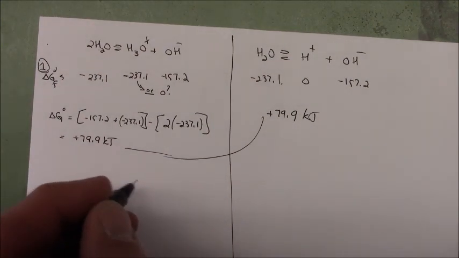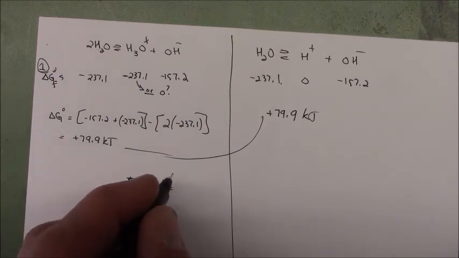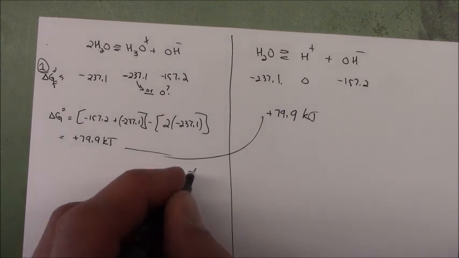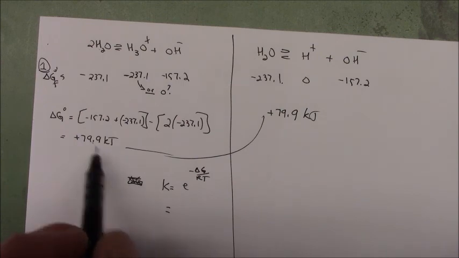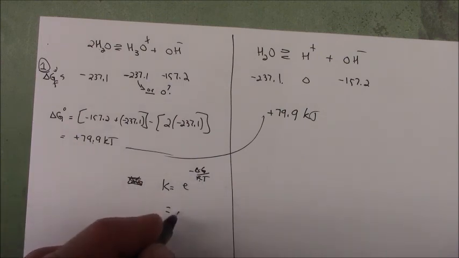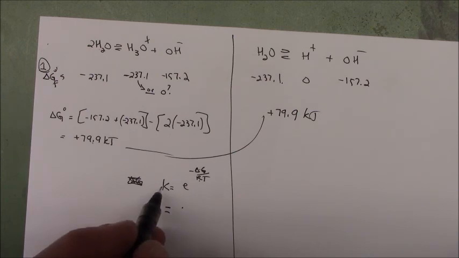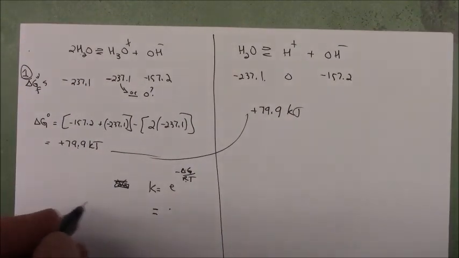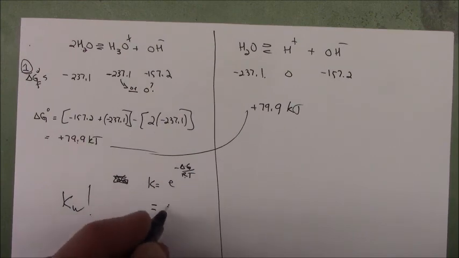So if you're asked to calculate K, K is e to the negative delta G over RT. Plug that in here, solve for it, you're going to get K coming out to, put a lot of decimal places in. Obviously, this is Kw. So the answer should come out to be very, very close.